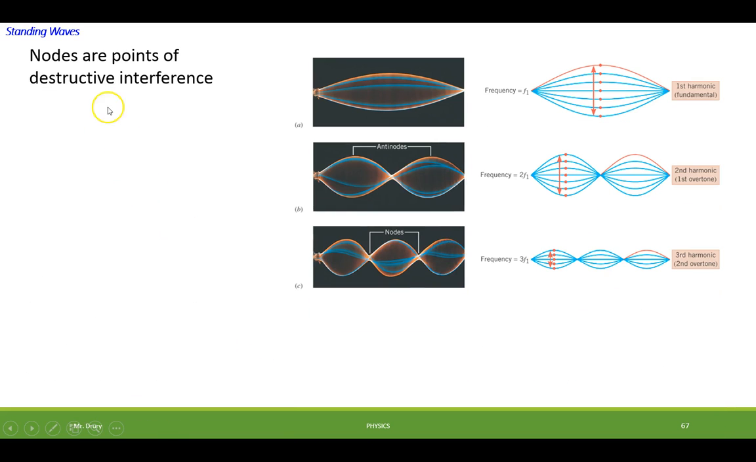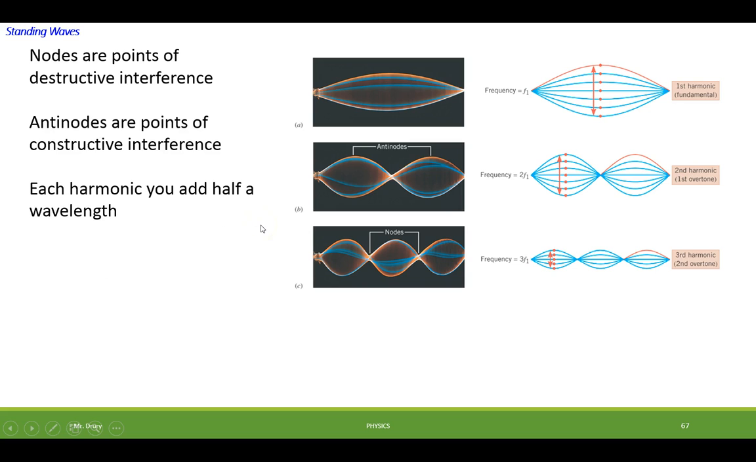Now a little bit more information about the nodes and antinodes. Nodes are where the two waves totally cancel each other out in destructive interference, while antinodes are constructive interference. So here's constructive and destructive. With each harmonic you add half a wavelength. So here's the first pattern that forms. The next pattern would just be another one of these shapes. I like to call them little footballs. So you have one football, then two, then three.